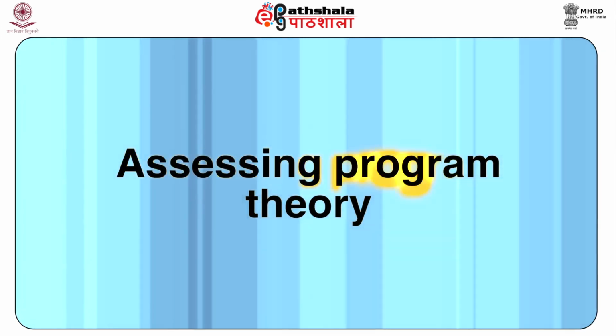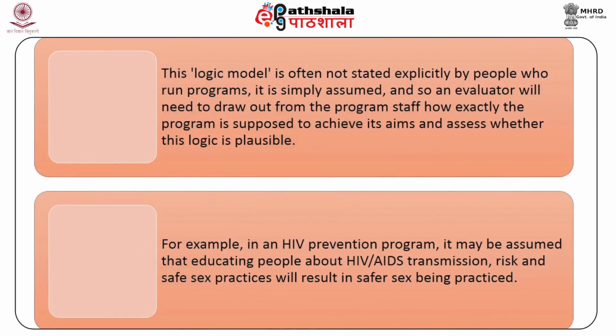The next issue that I am going to take up is assessing program theory. The program theory, also called a logic model or the impact pathway, is an assumption implicit in the way the program is designed about how the program's actions are supposed to achieve the outcomes it intends. Now, this logic model is often not stated explicitly by people who run the programs. It is simply assumed, and so an evaluator will need to draw out from the program staff how exactly the program is supposed to achieve its aims and assess whether this logic is plausible. For example, in an HIV prevention program, it must be assumed that educating people about HIV/AIDS transmission, risk, and safe sex practices will result in safer sex being practiced.